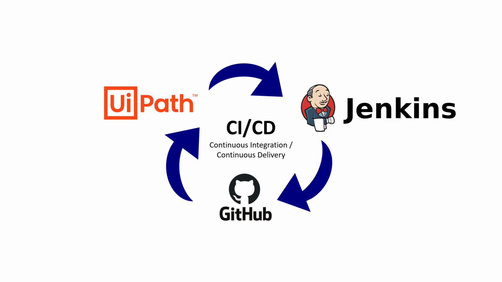So I'm super excited to share this. What we'll see today is a basic integration of Jenkins with GitHub and UiPath Orchestrator to create your own CICD pipeline. This video is only a preview. I'll link to a detailed post on UiPath forum on how to replicate this step by step.